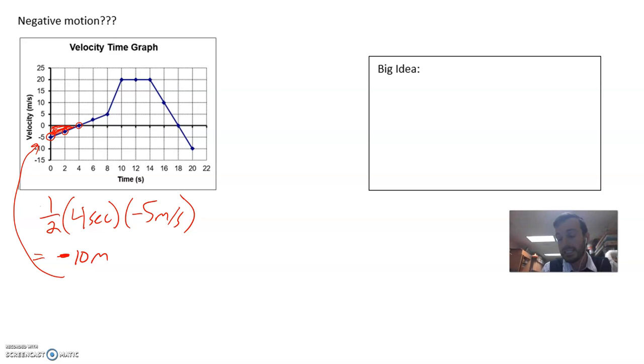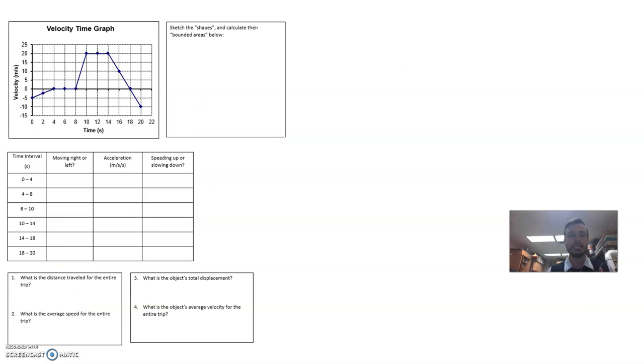Now, if I said, what was your displacement for 4 seconds? Displacement does include direction. So you would say the displacement is -10 meters. But if I ask you what distance did you cover, remember distance is a scalar, which means it does not have direction. So the distance there would be 10 meters. So I want you to keep this idea in mind as you do this whole chart.